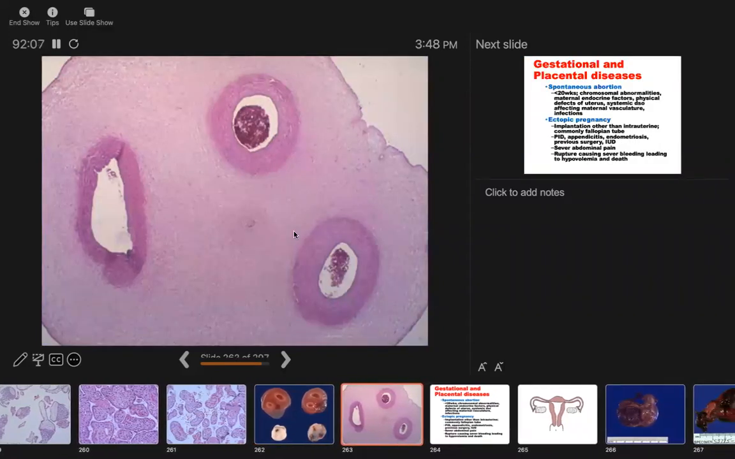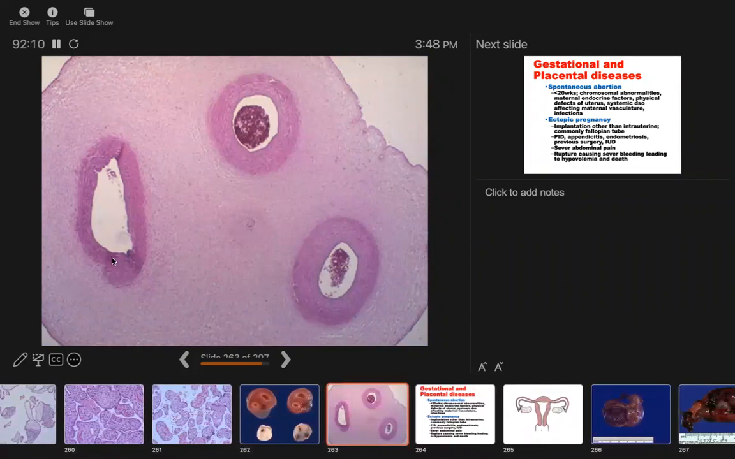So this is how it should look. 2 arteries, 1 vein. You know that it's an artery because it is thick-walled. Veins have thinner walls, and the lumen of the veins is much larger compared to arteries.